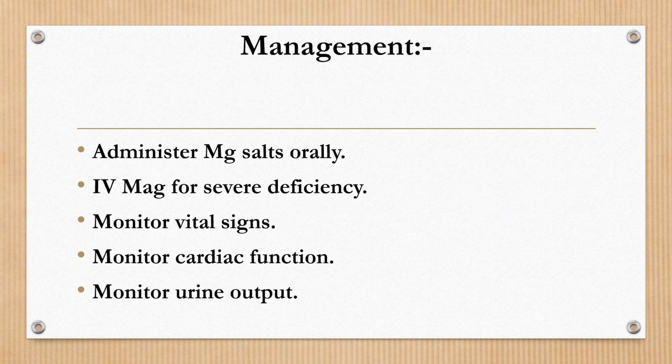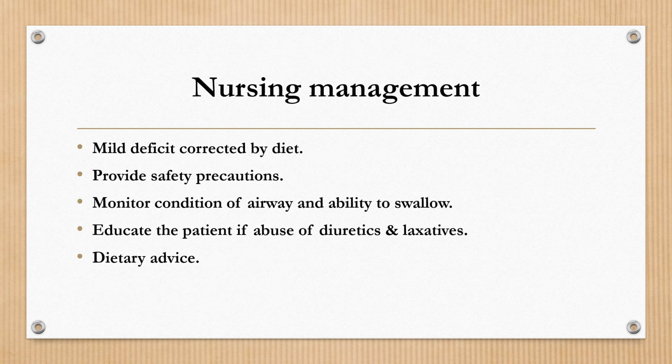The management is to administer magnesium salt orally, intravenous administration of magnesium for severe deficiency, monitor vital signs, monitor cardiac function, and monitor urine output. So here the nursing management includes correcting a mild deficit by diet. If it is mild, we can modify the diet and balance the magnesium level. Then provide safety precautions, monitor the condition of the airway and ability to swallow, and educate the patient if there is abuse of diuretics or laxatives. Then give dietary advice on how to balance the magnesium level.